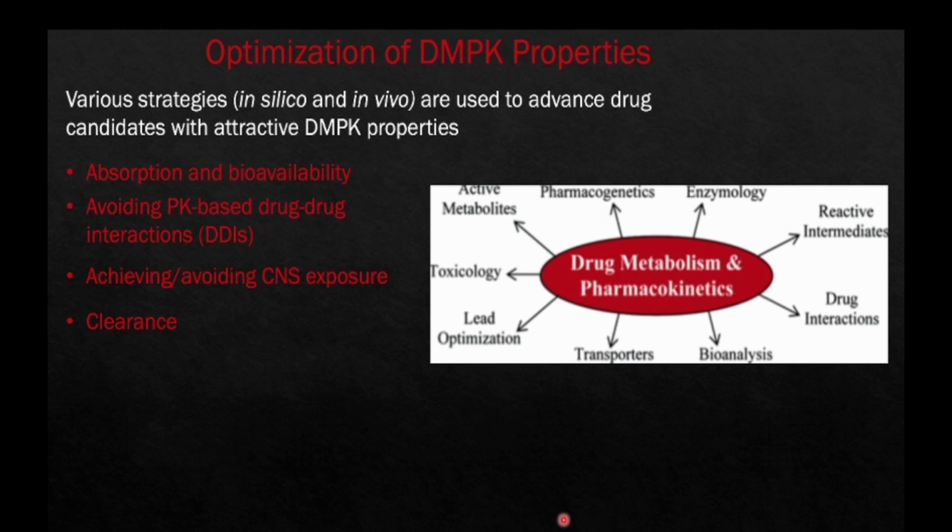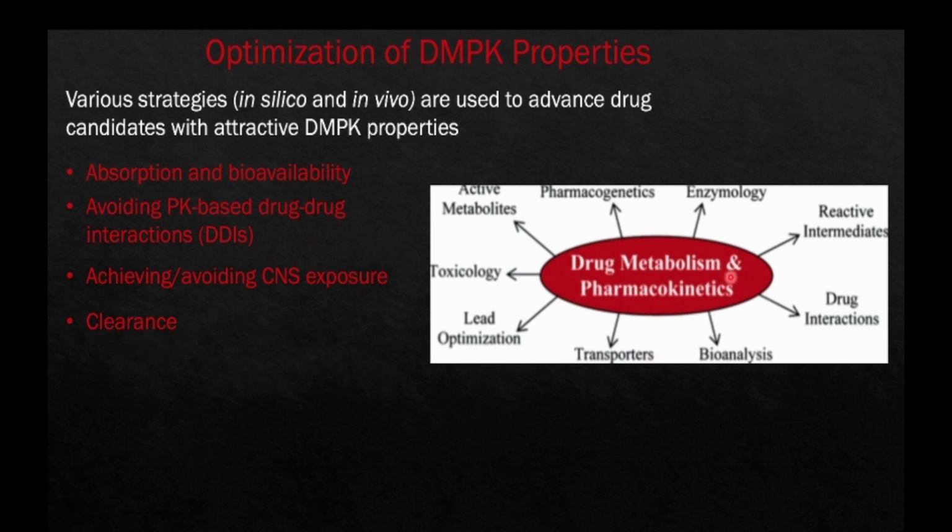Optimization of DMPK properties. There are various strategies in silico and in vivo that are used to advance drug candidates with attractive DMPK properties. That includes looking at absorption, variability, avoiding PK-based drug-drug interactions called DDIs, achieving or avoiding central nervous system exposure, and also clearance.